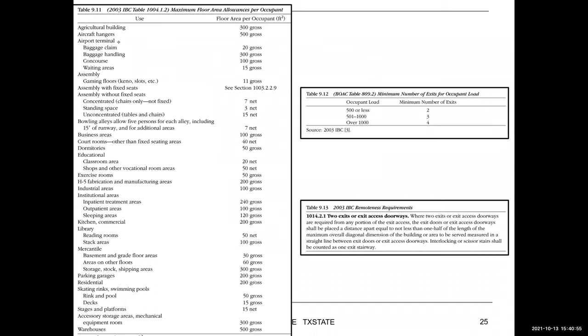This table is providing some additional guidelines. This is a maximum floor area allowance per occupant. So depending on the type of use for the building, you will have the floor area per occupant in terms of square feet. So again, you don't want to keep as many people in, depending on the type of industry that you are working on.